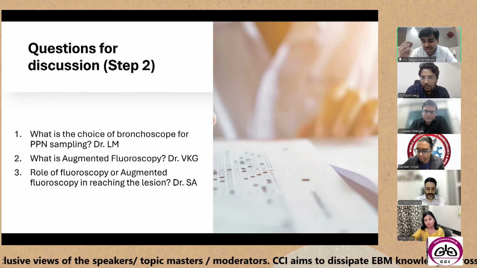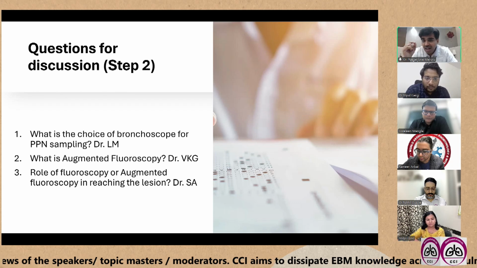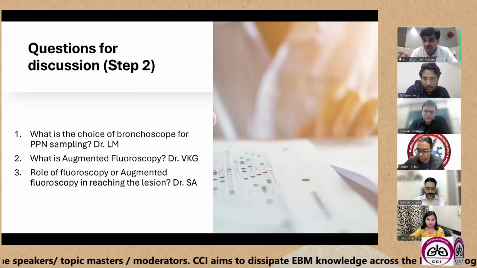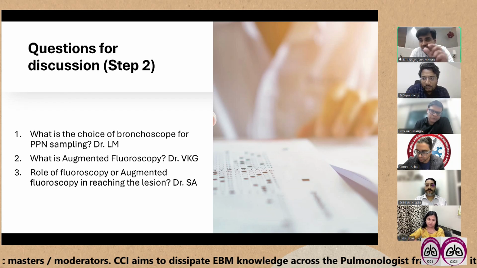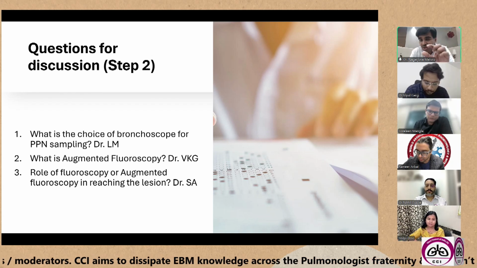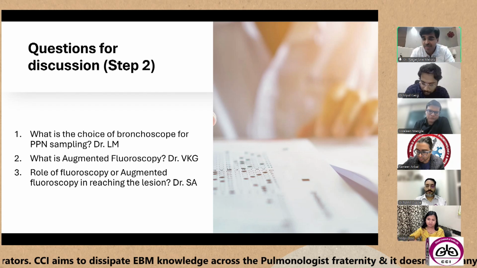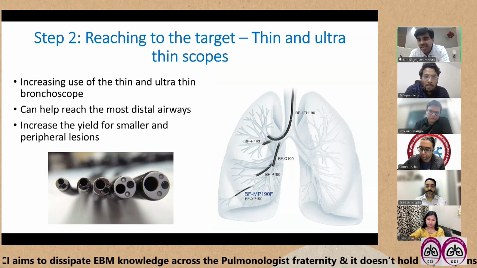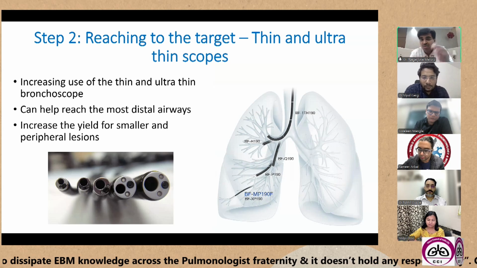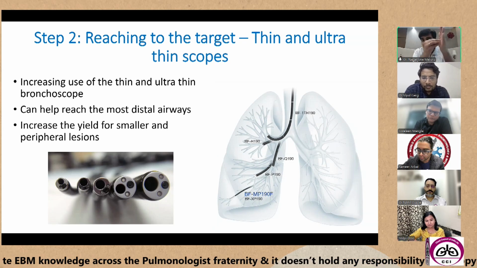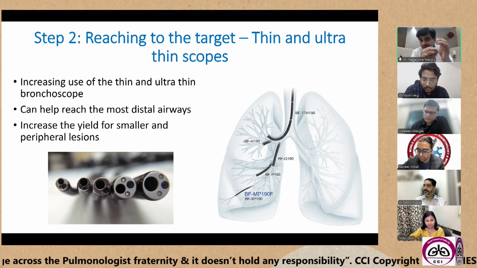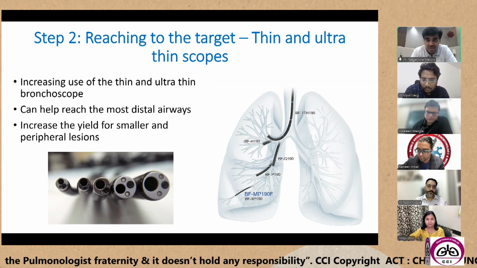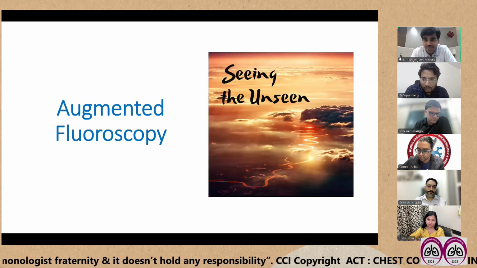I think the message which Dr. Loveleen is telling is, unlike a normal bronchoscopy, if you want to do a peripheral lesion, you should use a thin scope or an ultra thin scope. So thin is around 4 mm, ultra thin is around 3 mm. Only then you will be able to reach as close to the nodule as possible. Your aim is to go as close to the nodule as possible, so that you will be more accurate in seeing or visualizing the lesion. So that is what Dr. Loveleen has said.